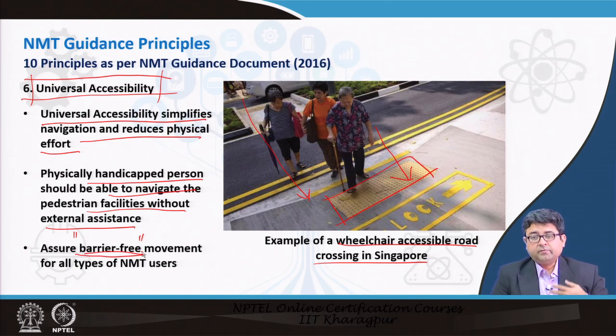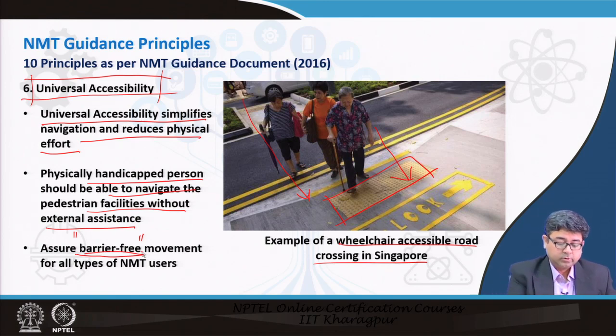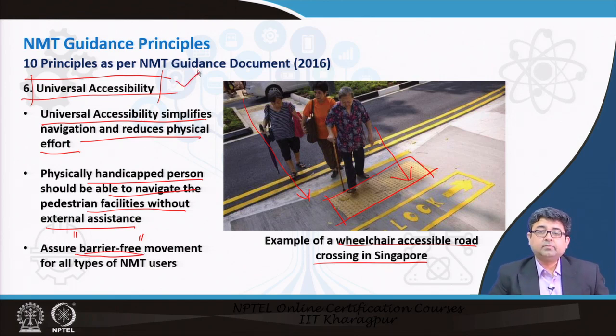Similarly, when you are on a sidewalk, you have to have ramps at the intersections so that people can easily go up and down the sidewalk at the intersections and not have to jump on top of it or off of it, right. Usually, people can easily go down the ramps or slopes. So, universal accessibility is something that is very, very essential in case of non-motorized transport infrastructure design.